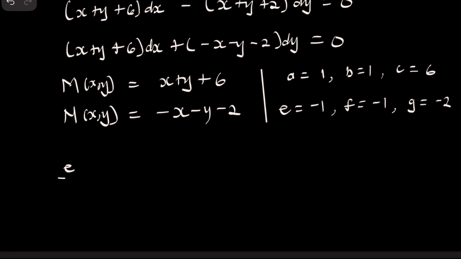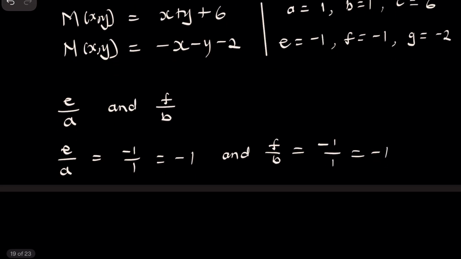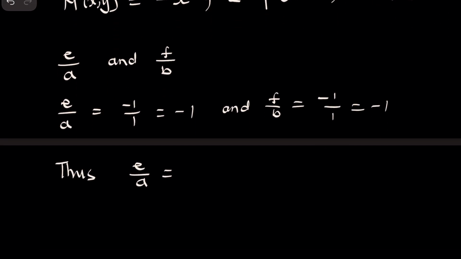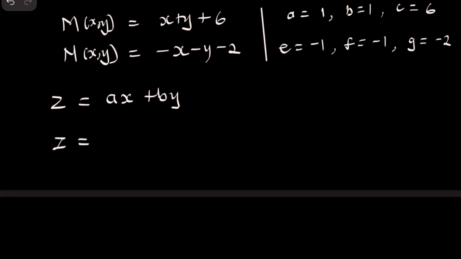Now we compute e/a and f/b. So e/a will be giving us -1/1, which is -1, and f/b will be giving us -1/1, which is -1. Thus e/a is equal to f/b, which is equal to -1. And so we are going to use the transformation z = ax + by. Thus z = x + y.